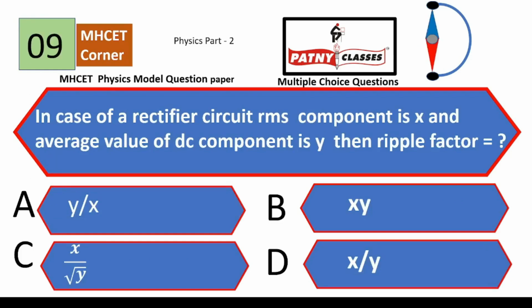Question number 9. In case of a rectifier circuit, RMS component is X and average value of DC component is Y. Then ripple factor equals how much? Option A, Y upon X. Option B, XY. Option C, X upon root Y. And option D, X upon Y.